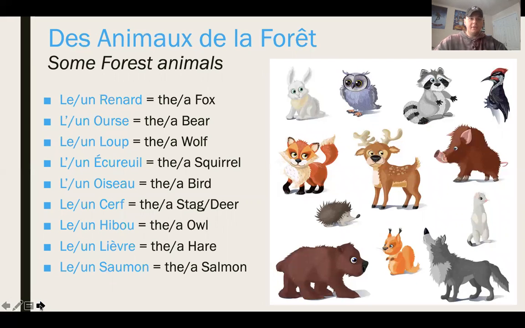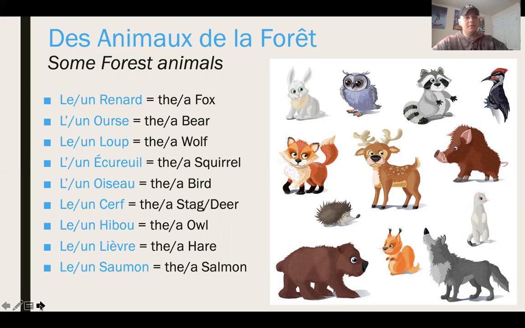So next we have des animaux de la forêt, some forest animals. So we have le or un renard, which we've learned before in the fables. Le or un renard, so the or a fox. L'ours or un ours, which is the bear or a bear. Le loup, the wolf. L'écureuil or un écureuil, the squirrel. Squirrel is a lot harder to pronounce in French. Écureuil, écureuil, l'écureuil, un écureuil. It's very weird.